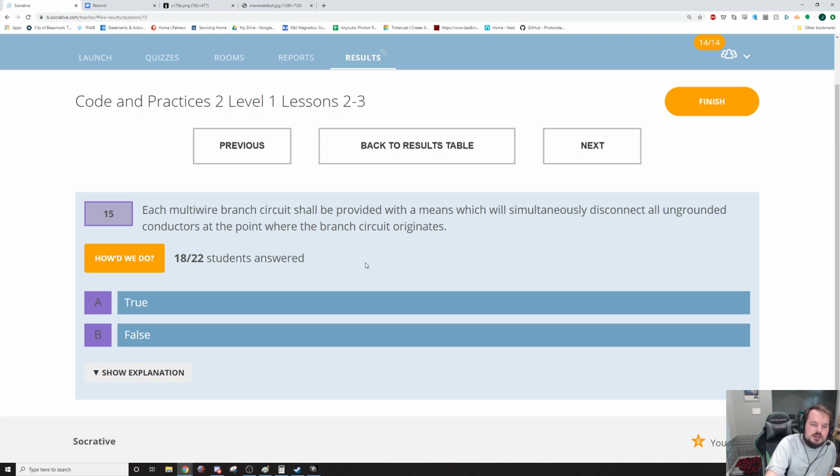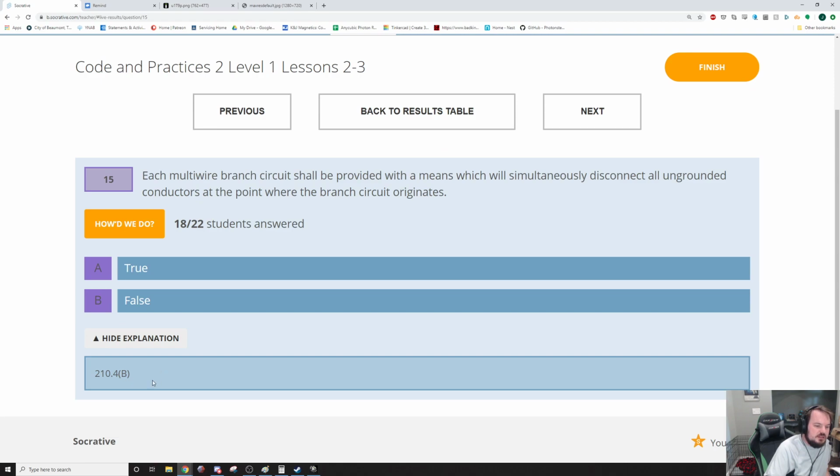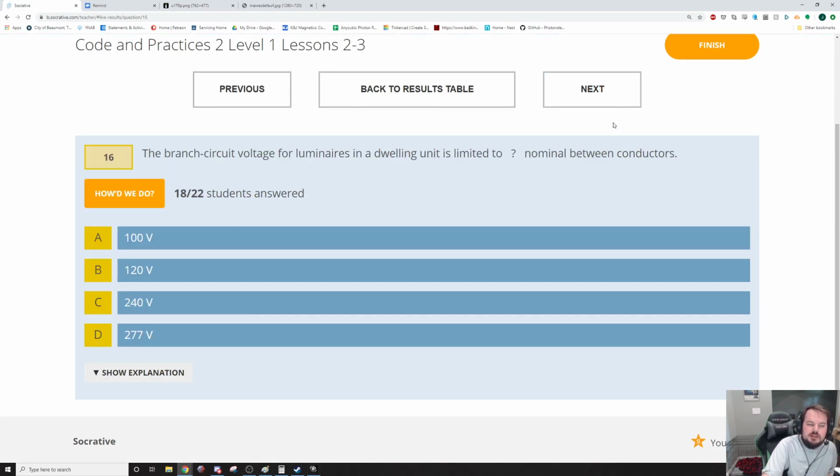Each multi-wire branch circuit shall be provided with a means which will simultaneously disconnect all. Okay, so multi-wire branch circuits. So you'll look up branch circuits, then multi-wire. It's very early in the section, so 210.4(B). It's like one of the first couple paragraphs. Y'all got it. Good job.